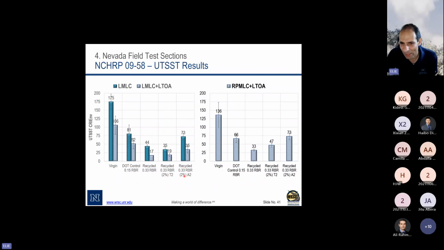Now, the aim was to use the recycling agents that would allow us to bring it back to the control, which is the 15%. Okay, we were only successful with the A2, but not with the T2 with the dose that was used, because at that time, the dose was recommended by the supplier. Now we have a process where we go and we evaluate. So more likely here, we needed more than 2% to bring it up.